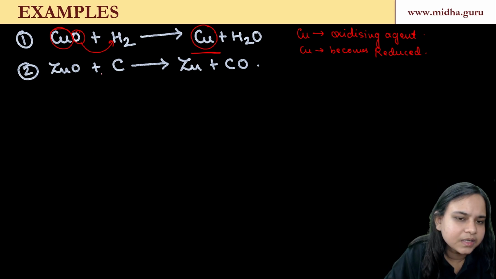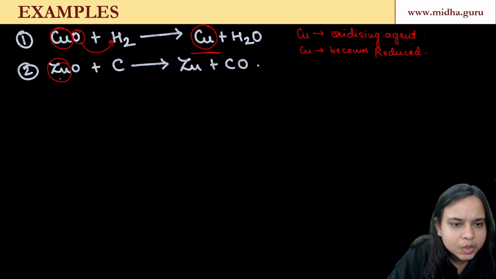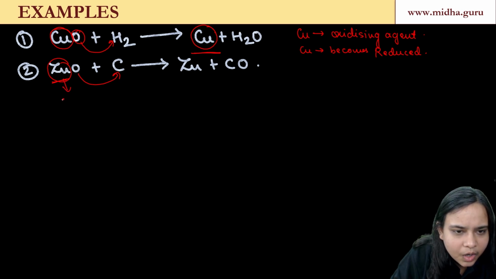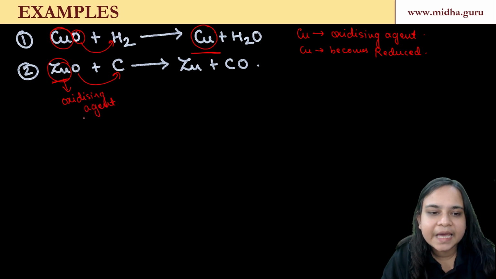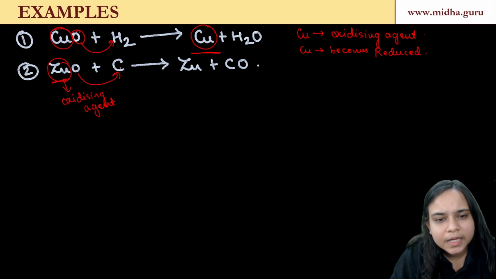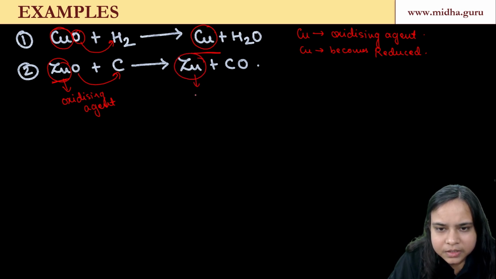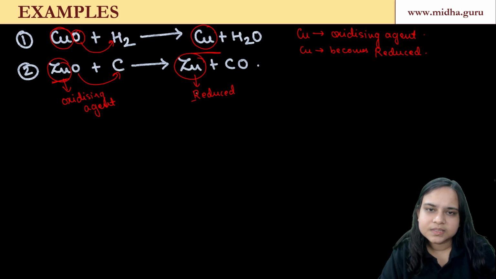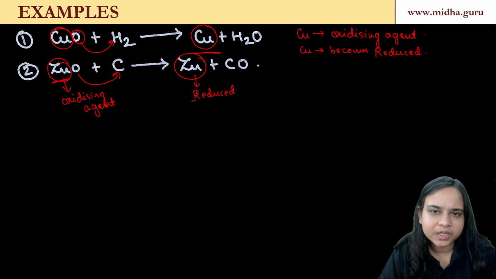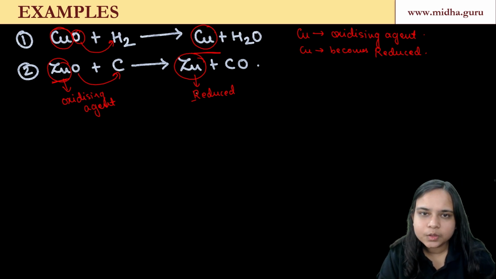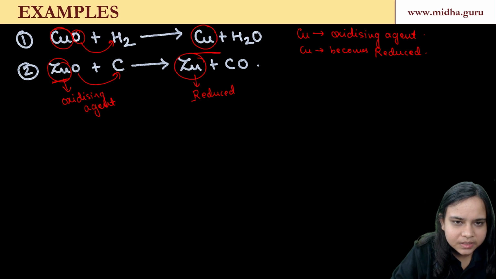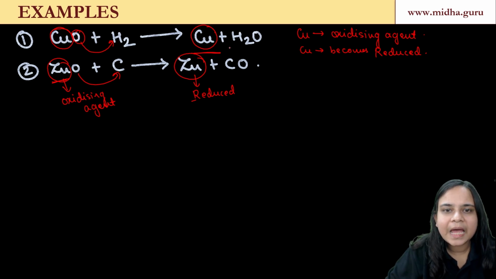Now here again we have another example. Here zinc is donating its oxygen to carbon, so it is acting as an oxidizing agent. Why? Because it is donating its oxygen to carbon, and itself becoming reduced. So if in the examination the question comes to identify the oxidizing agent and the reducing agent from the following equations, one thing we need to notice is whether the compound is donating its oxygen to another compound or element, then it becomes an oxidizing agent.